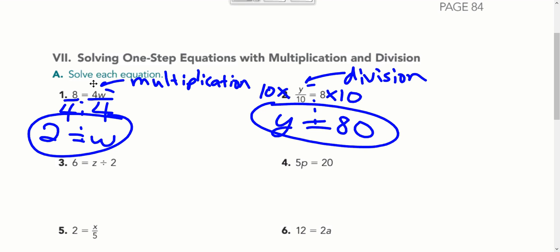So again, 4 times w, what's happening to our w? It's being multiplied, so we want to undo that multiplication by dividing by 4. 8 divided by 4 is 2. So w equals 2. Over here, y is being divided by 10, so I want to multiply by 10. I'm left with y. 8 times 10 gives me 80.